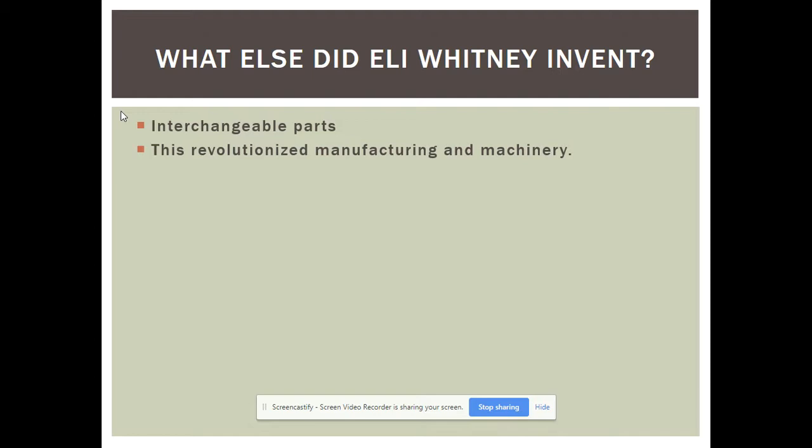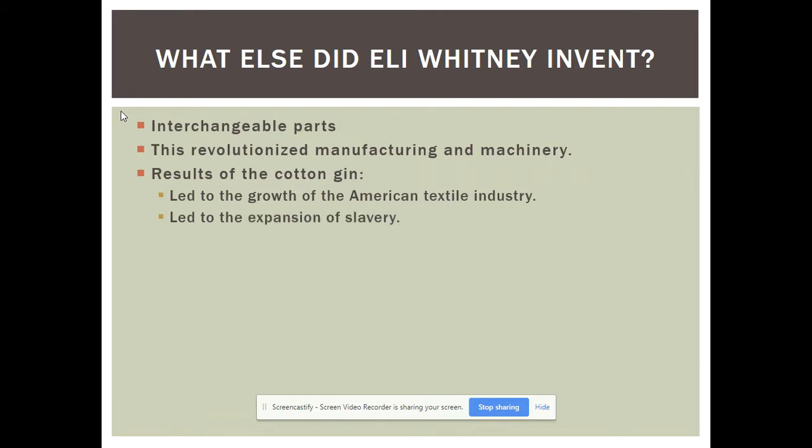He took like 10 rifles, took them completely apart, mixed all the parts up in front of Congress, and then reassembled each of the 10. And they were like, whoa, interchangeable parts is awesome. So results of the cotton gin: it led to the growth of the American textile industries. Okay, you don't have that without cheap cotton. Secondly, it led to the expansion of slavery. Is that going to be an issue? Yes, it will be, especially in Module 4 when the American Civil War is fought.